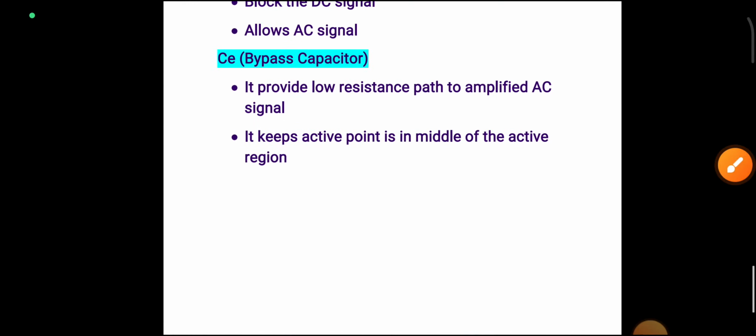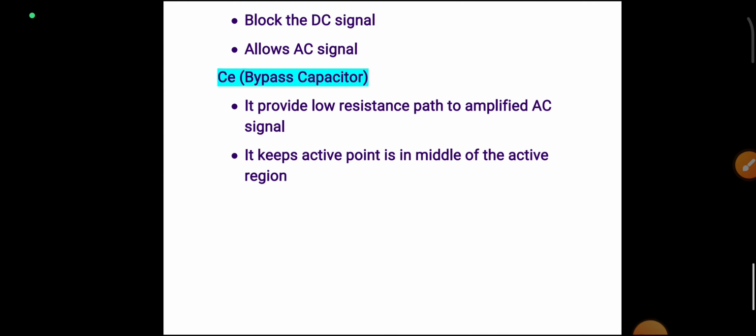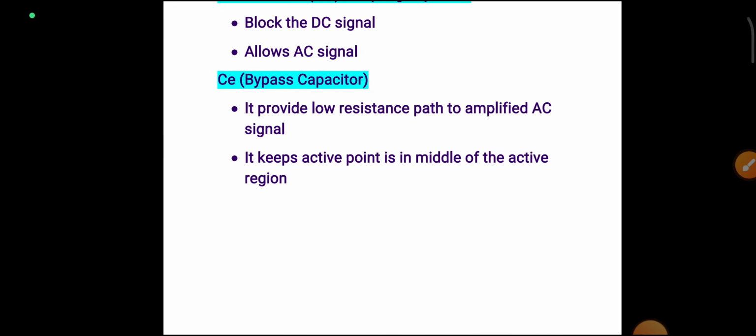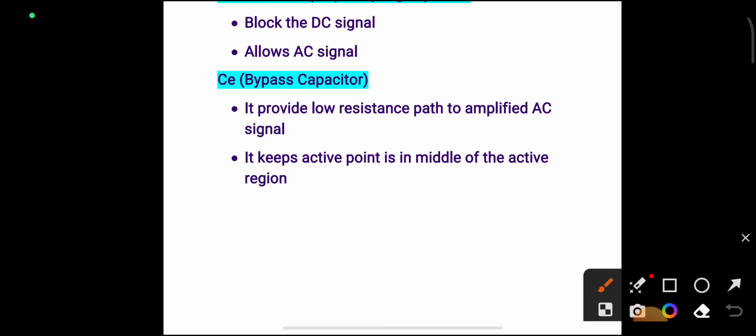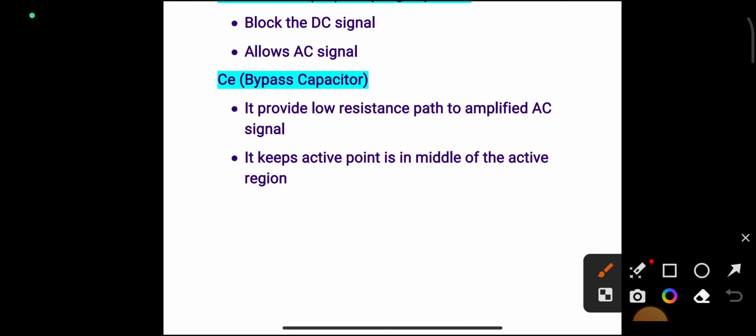Next, okay. I already told the uses of the small signal amplifier. This small signal amplifier is used in communication and broadcasting systems. Next, we will study the AC and DC analysis of the small signal amplifier in the next video.